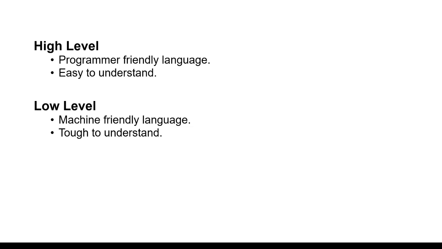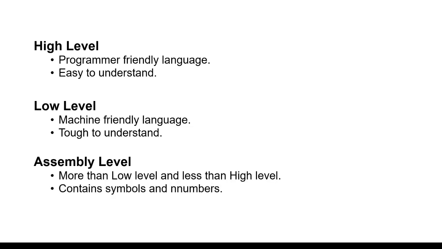Now, other than these two, there is one more called assembly level language. This assembly level is basically more than the low level and less than the high level. It is like a basic intermediate. It's not like high level, not pure English, and not in zeros and ones. It is like an intermediate language. It contains basic symbols, numbers, and all these things.